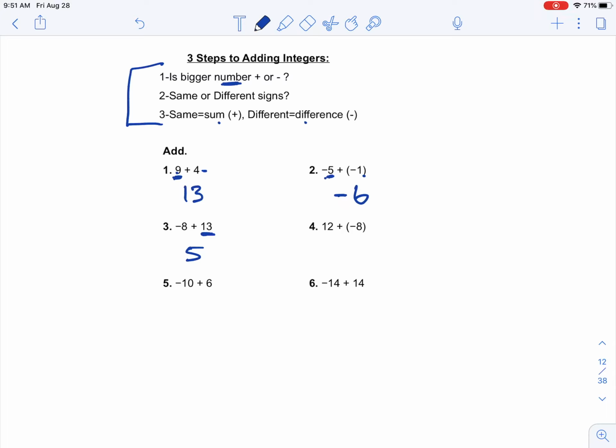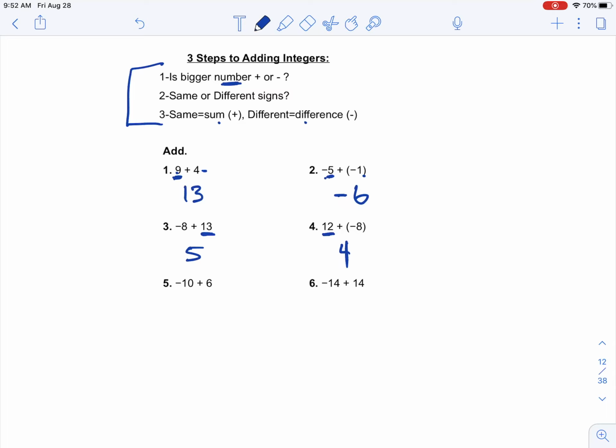Okay, number 4, bigger number, positive or negative. Okay, the bigger number is 12, and 12 is a positive number, so my answer is going to be positive. Same or different signs, well, the 12 is positive and the 8 is negative, so they have different signs, which means I'm going to find the difference of 12 and 8, which is 4. And I knew it was going to be a positive because the bigger number was positive.